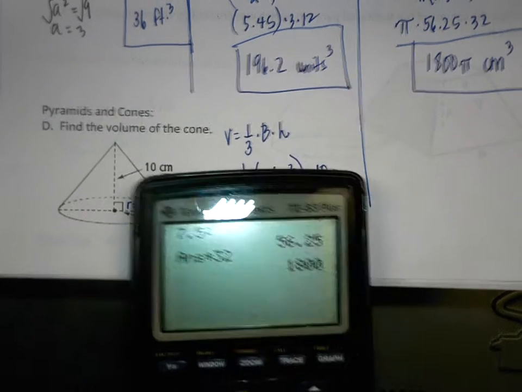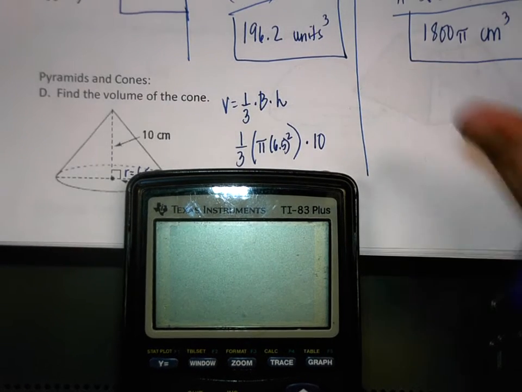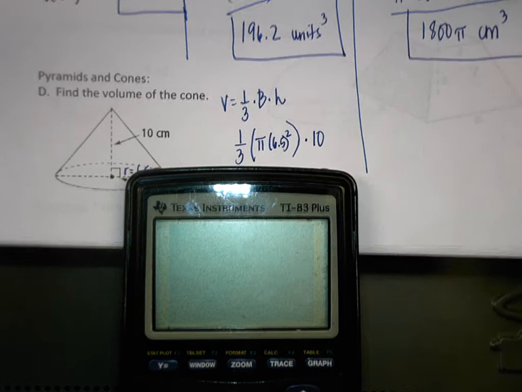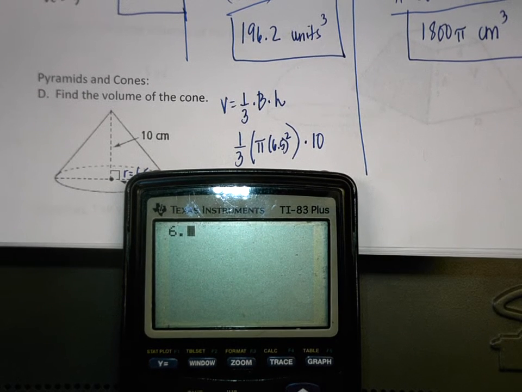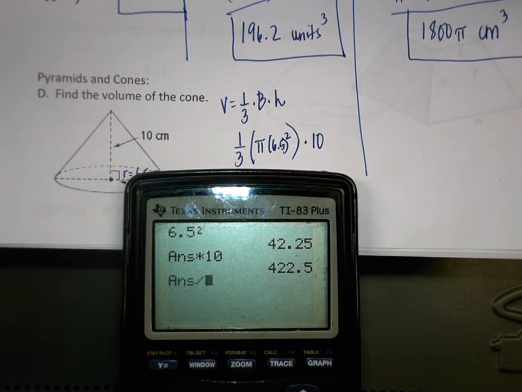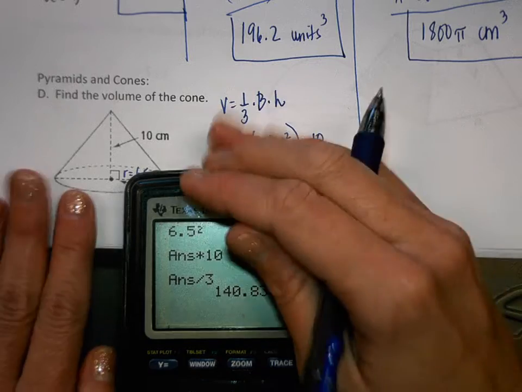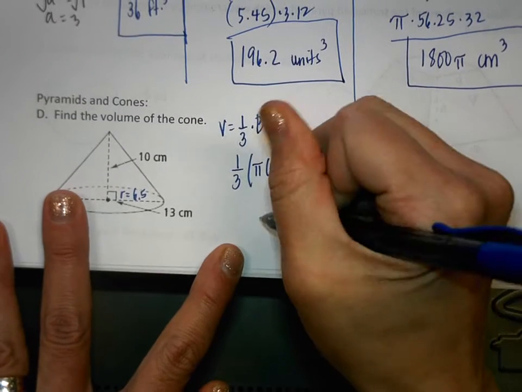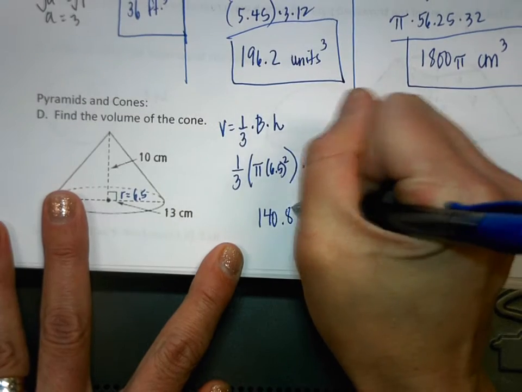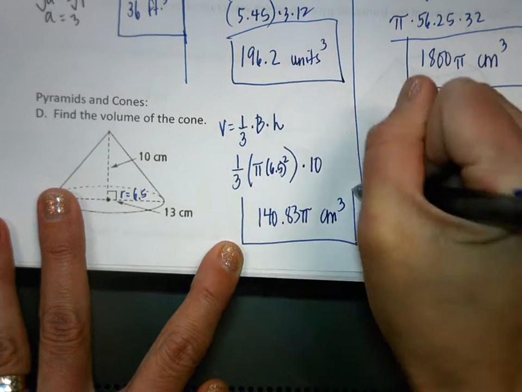Okay. So in your calculator, what should I multiply first on this one? Exponent. You want to do exponents. Follow order of operations. So I'm going to go 6.5 squared. 42.25. Good. And then we're going to multiply that by 10. And then I'm going to divide by 3. And we're going to round that to the nearest hundredth. Okay? So my answer is 140.83 pi centimeters cubed. That is my volume.